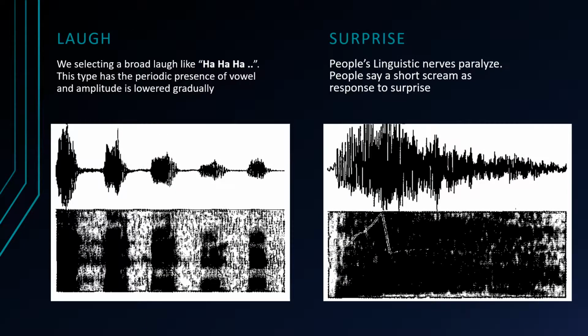For laughing, we select a broad laugh like ha ha ha. This type has a periodic presence of vowels and the amplitude is lowered gradually. When people are surprised, their linguistic central nerves paralyze. Because of this, they can't speak sentences and respond with a shout or scream to surprises.